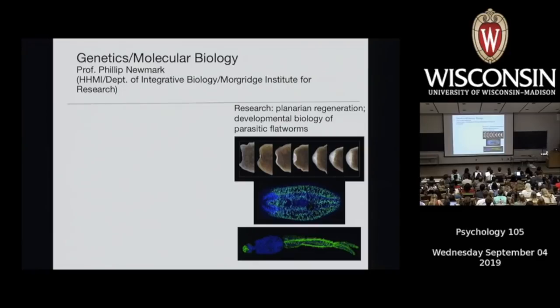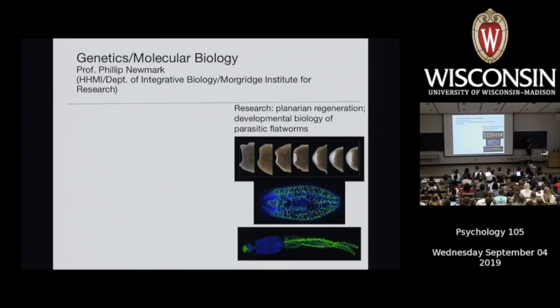Hi, everybody. So my name is Phil Newmark. I'm a professor in the Department of Integrative Biology, and my lab is in the Morgridge Institute for Research just up the street. So my lab studies these really amazing animals called planarians that have incredible abilities to regenerate. So if you just lop off the planarian's head, within a week or so, it just grows back the entire new head. And the animal can grow back a whole new worm from any part of the body using stem cells that are labeled here in green that are distributed throughout the animal.